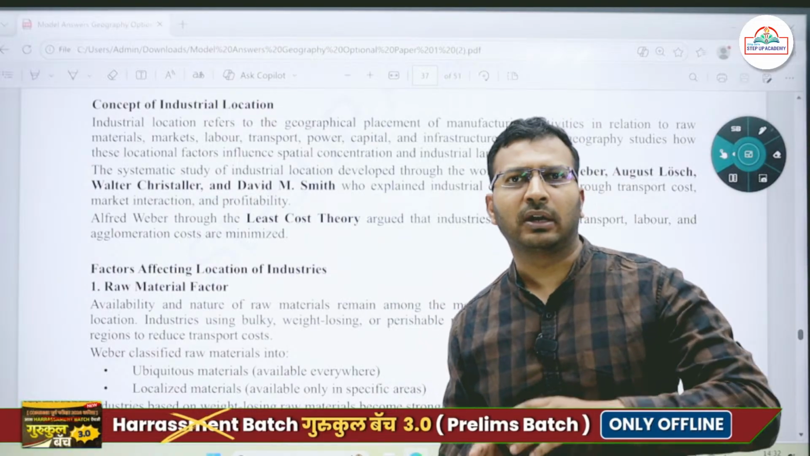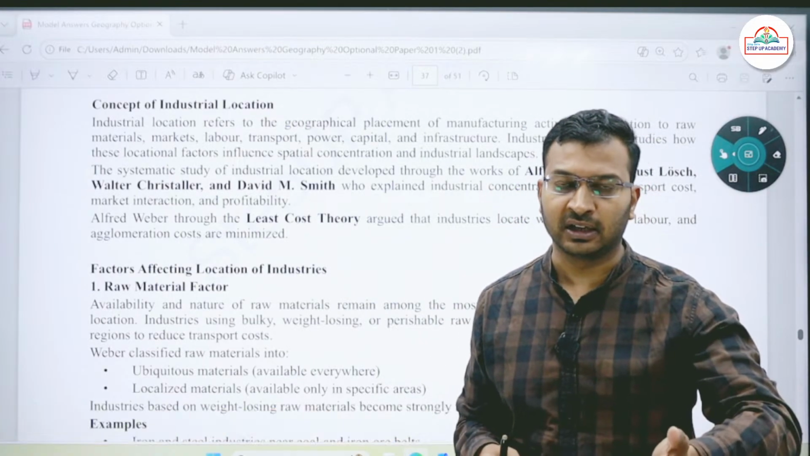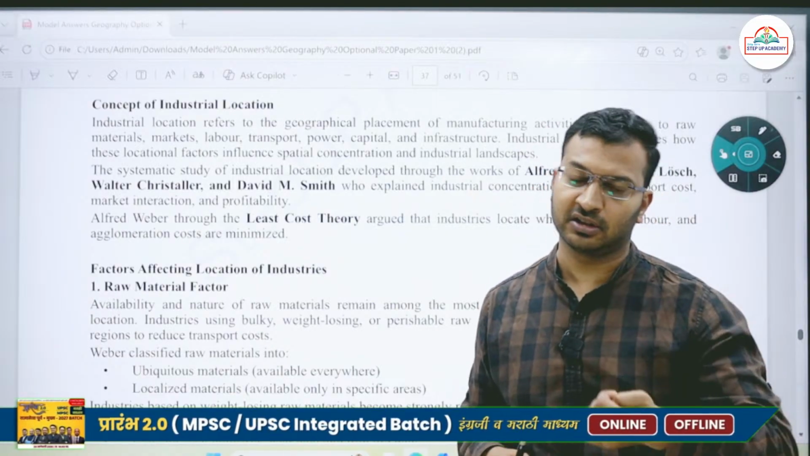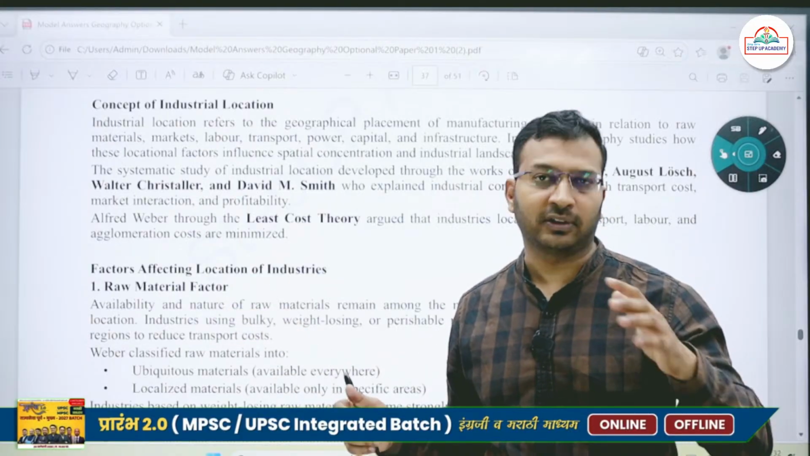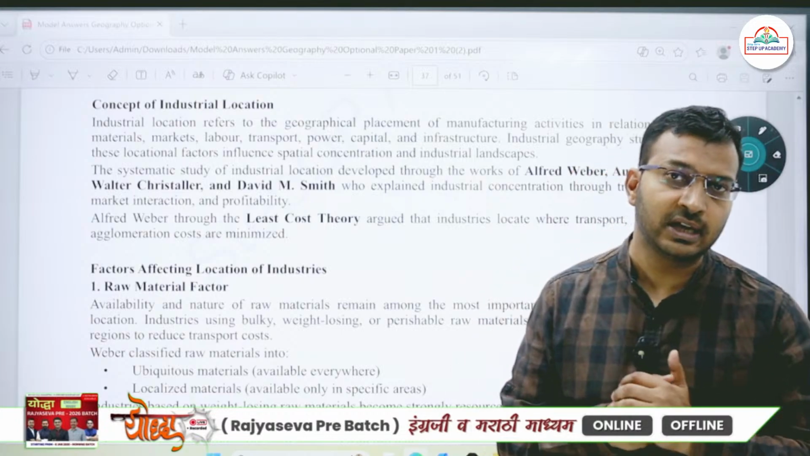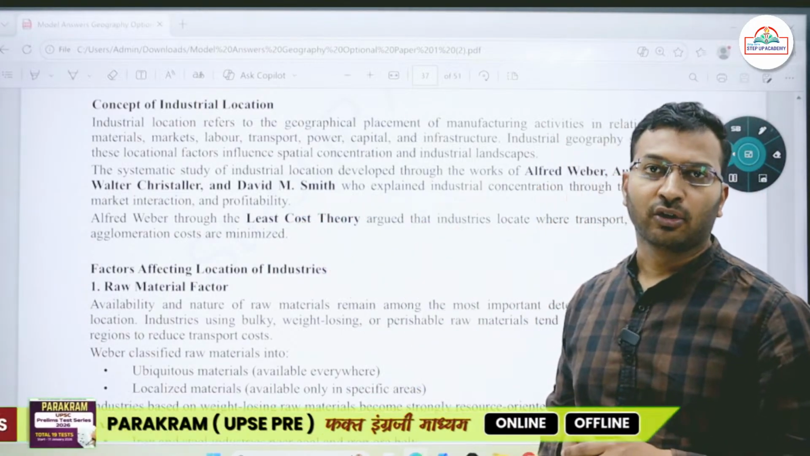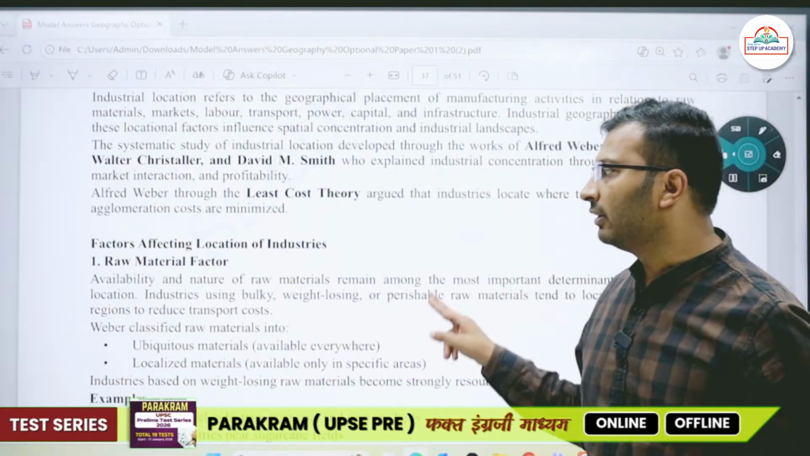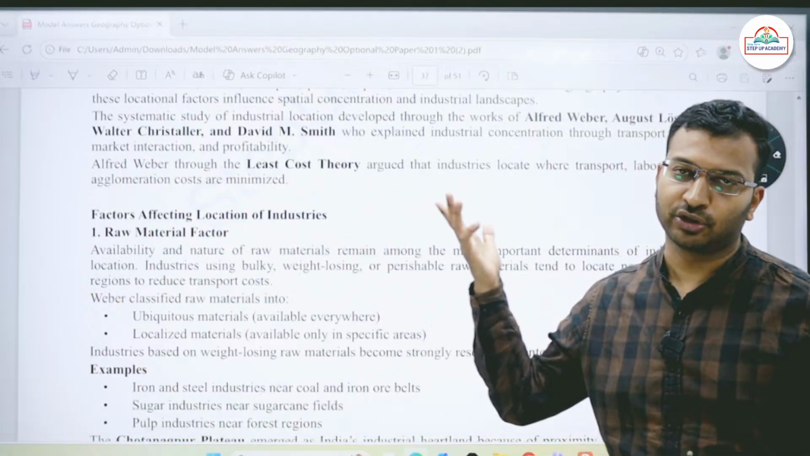If you talk about nowadays, industries are mostly tech based, but in the industrial revolution eras, up till the second industrial revolution, the most important was the manufacturing industry, which was mostly dependent upon the presence of the raw material. So the availability of the raw material plays a key role in the location of the industries.